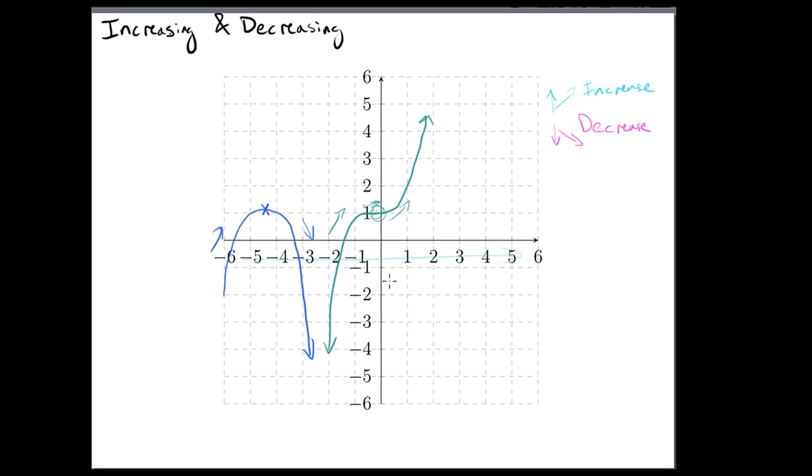Or maybe we could have something like this, where this is constant, right? Neither increasing nor decreasing, constant. Until right here, and then it's decreasing. So visually, does it point up, does it point down, or does it lie flat? Increasing, decreasing, or constant.